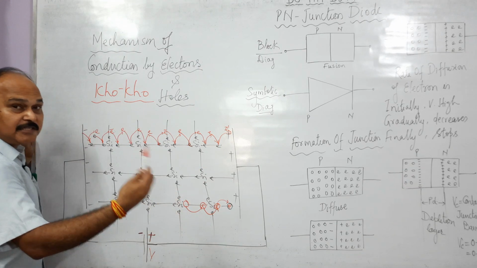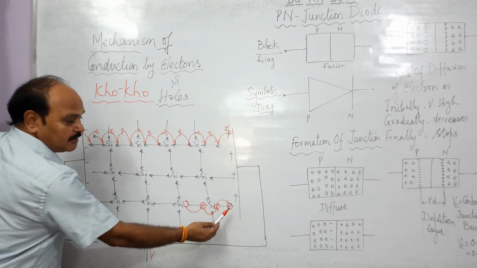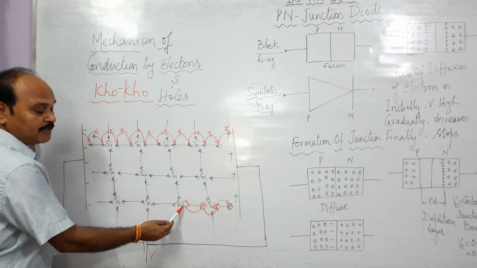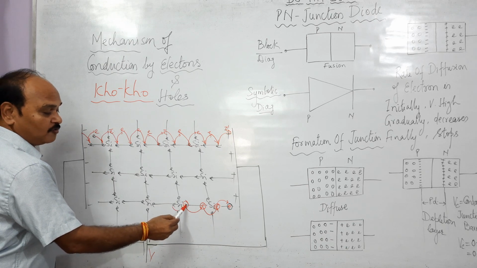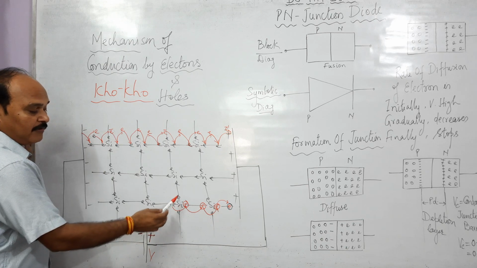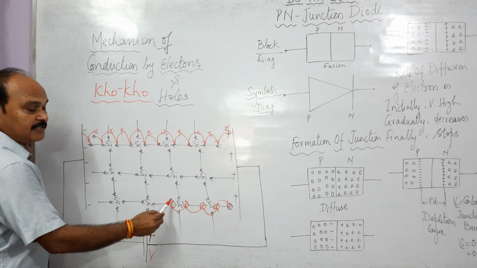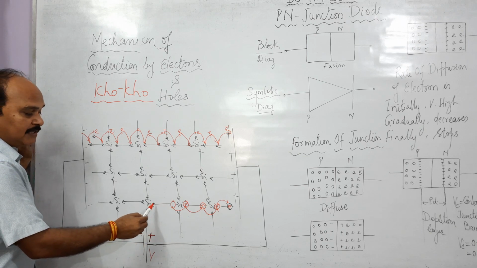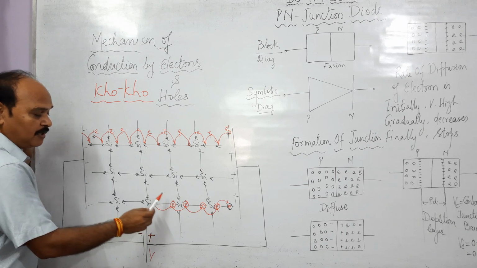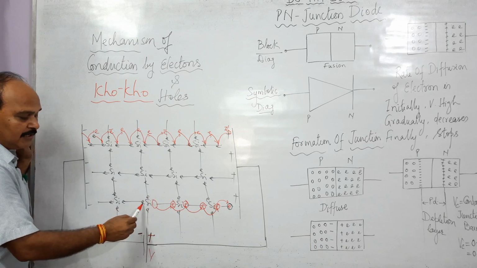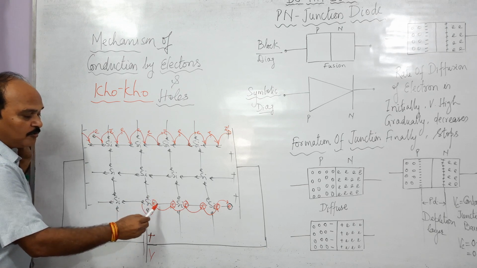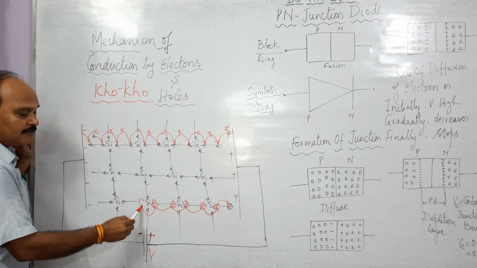Remember, hole is deficiency of electron. So see, the deficiency of electron was here. Now it has moved to this point. If any of these electrons jumps here, this is no more a hole. Instead, a hole is created here. The deficiency of electron is created here. If this electron jumps here, what happens? This is no more a hole. Instead, the deficiency of electron is created here. If any of these 3 electrons jump here, this is no more a hole. Instead, a hole is created here.